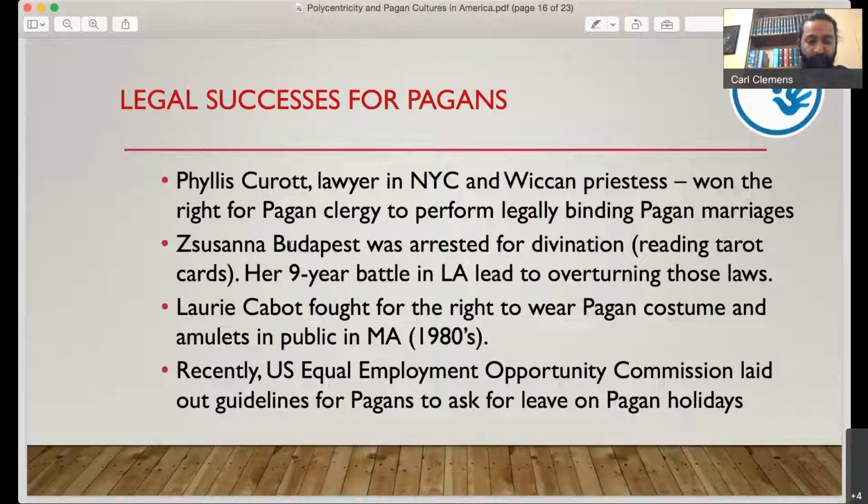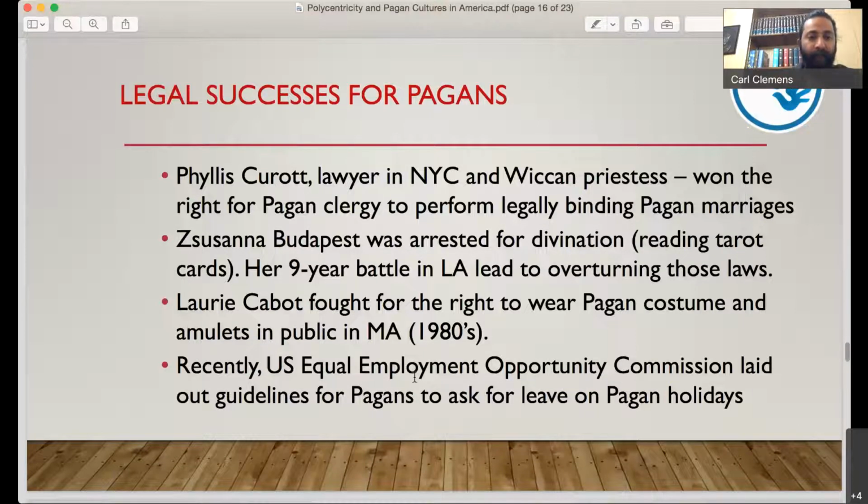This person, Susanna Budapest, fought a 9-year battle after she was arrested for divination to overturn laws that outlaw divination. Laurie Cabot fought for the right in Massachusetts to wear pagan costume or to wear an amulet, which was outlawed in Massachusetts. Recently, the U.S. Equal Employment Opportunity Commission has said that pagans can ask for leave on certain pagan holidays. So you can be open about your faith in the workplace and take leave on certain days.